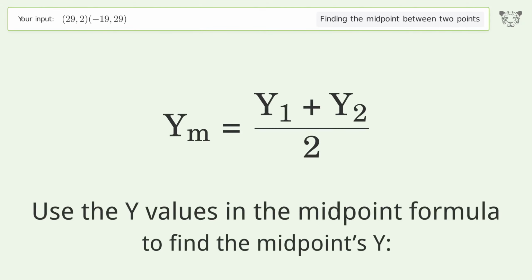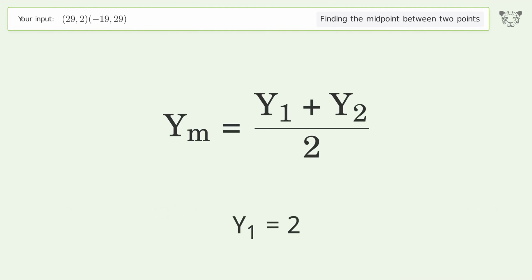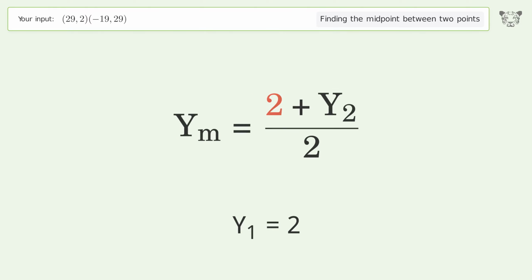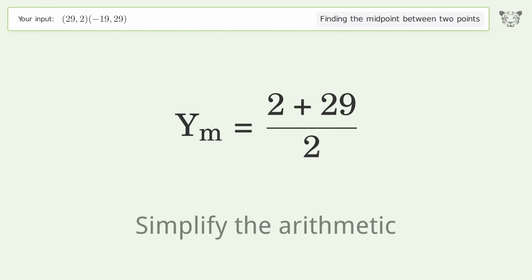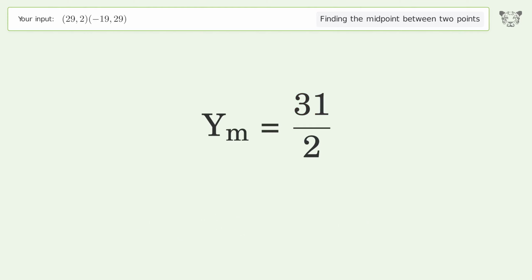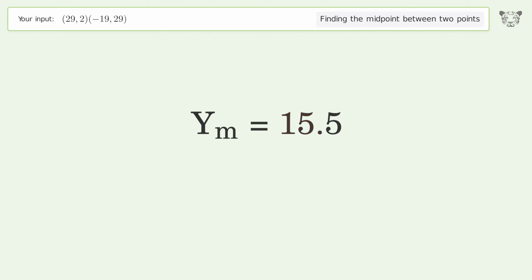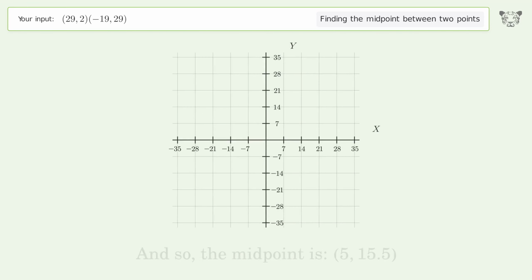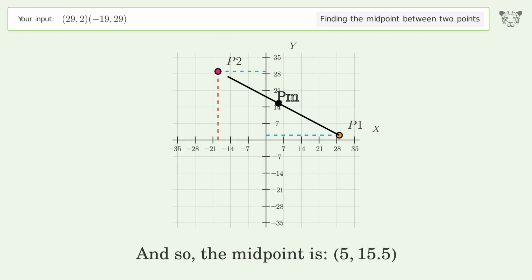Use the y values in the midpoint formula to find the midpoint's y. y1 equals 2. y2 equals 29. Simplify the arithmetic. And so, the midpoint is 5, 15.5.